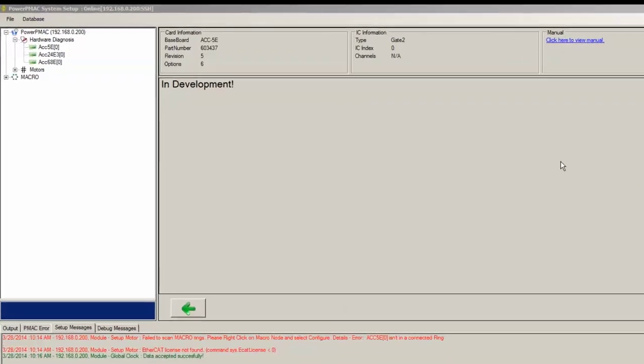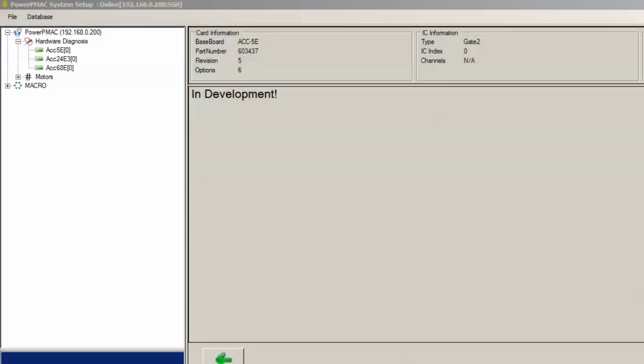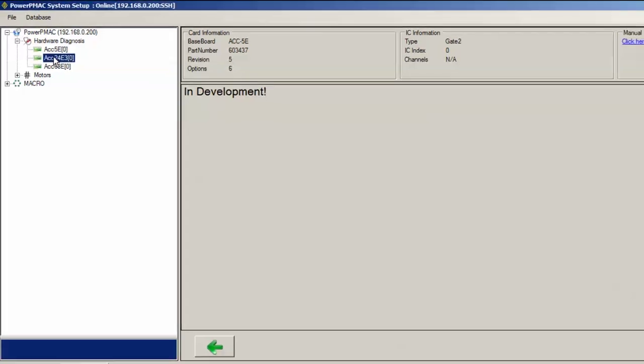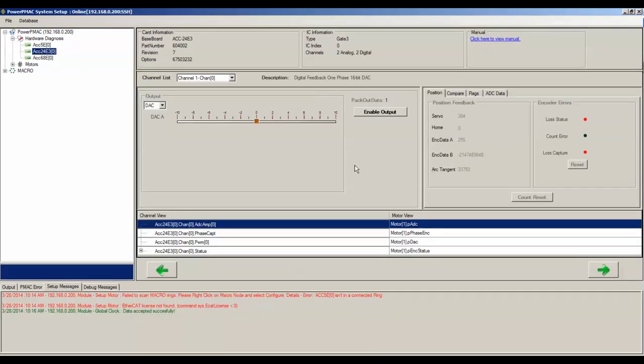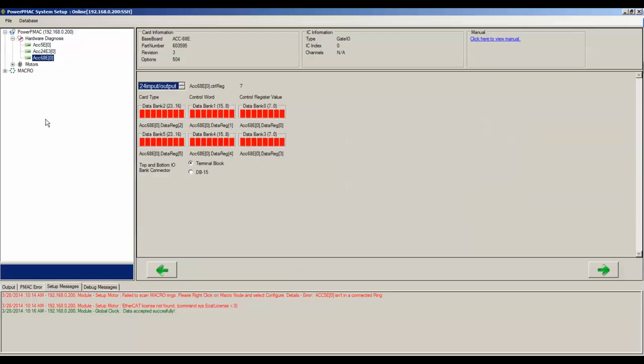The next screen that is displayed is the Hardware Diagnosis page. This page displays all of the accessories in your system and allows you to view various properties of the accessories. Like, for example, checking raw encoder counts, checking flag statuses, checking the status of general I/O points, and so forth.